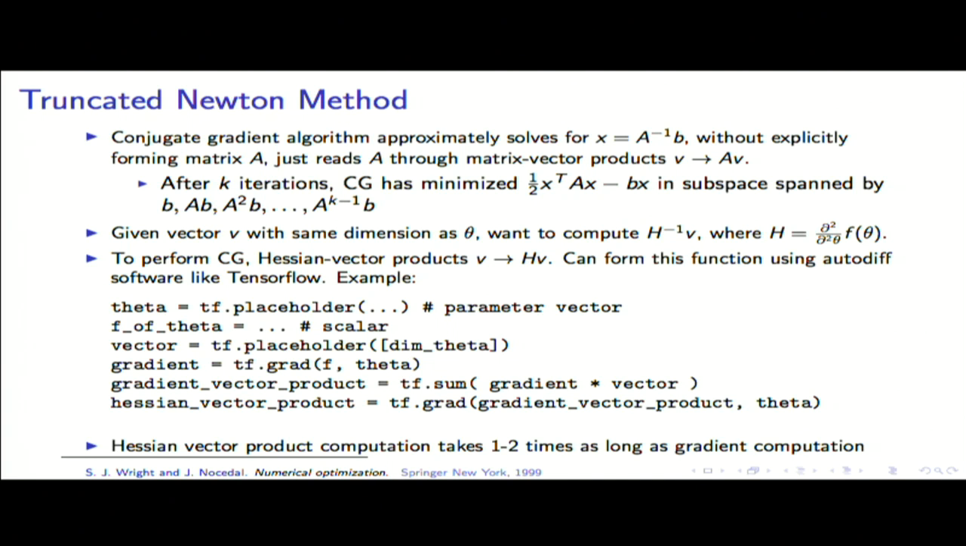Backpropagation just computes the gradient of a scalar. So the nice thing here is we're forming this scalar, which is the gradient vector product, and then we differentiate it to get the Hessian vector product. And so these were all efficient operations, which are gradients of scalars. It turns out that to do this Hessian vector product, it's only 1 to 2 times as expensive as computing the gradient of our loss function f of theta.